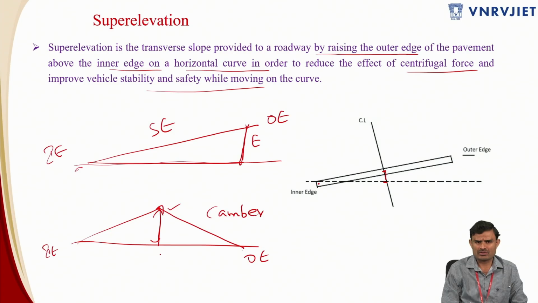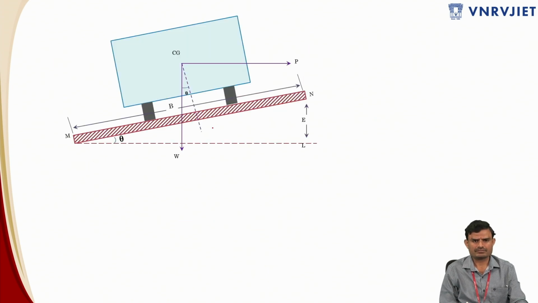Anyhow, the camber is the slope provided perpendicular to the length of the road to drain off the rainwater. That is the definition we saw while discussing camber in the previous lecture on factors controlling geometric design. But in this case, we have to distinguish between camber and superelevation. Camber is raising the central portion with respect to the edges, and superelevation is raising the outer edge of the road with respect to the inner edge.